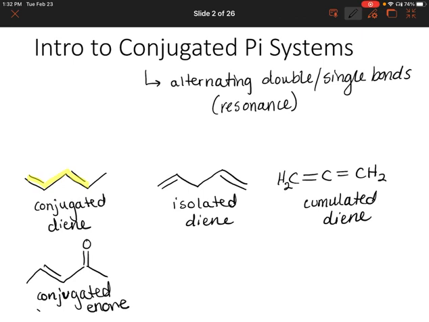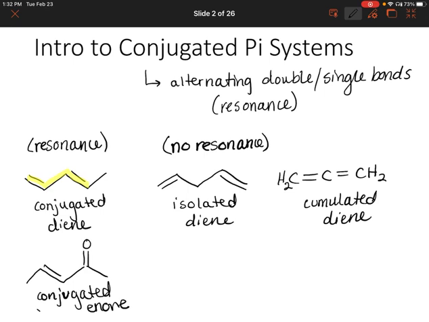All right, so I mentioned that conjugated systems do have resonance. If we have isolated dienes, we do not have resonance. There are just too many single bonds in the way for resonance to occur. And then in the cumulated diene, those double bonds are really close together. We could have a potential resonance structure there, but the cumulated diene isn't seen quite as often as the others.